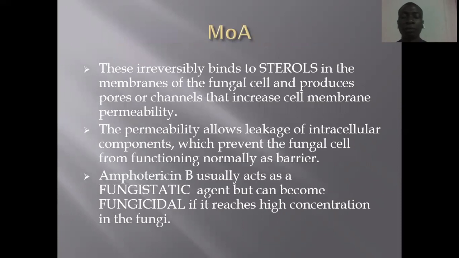The mode of action of amphotericin B is that it irreversibly binds to steroids in the membrane of the fungal cell and produces pores or channels that increase cell permeability. The permeability allows leakage of extracellular components, which prevents fungal cells from functioning normally. So when somebody takes amphotericin B, it opens those channels in the cell membrane of the fungi, allowing the contents to come out of the cell. That's how this drug works.